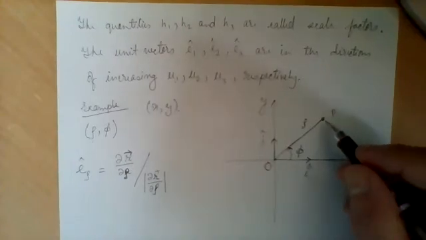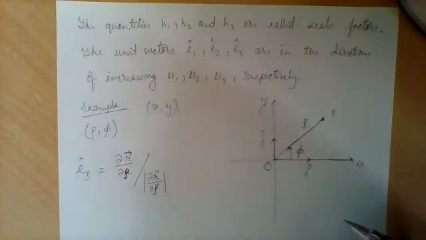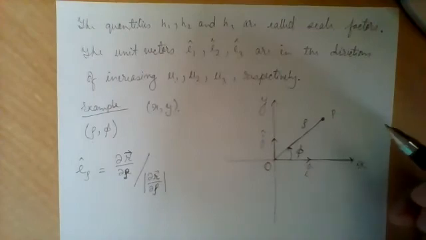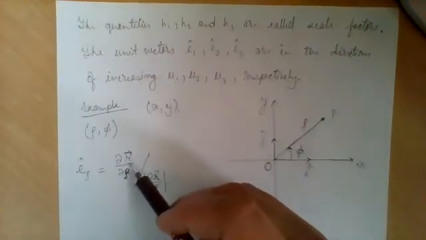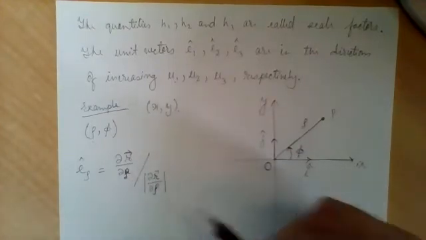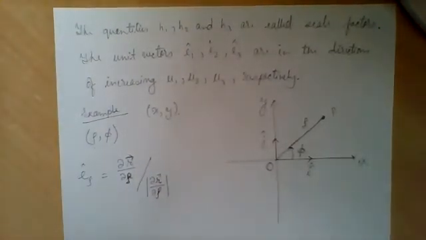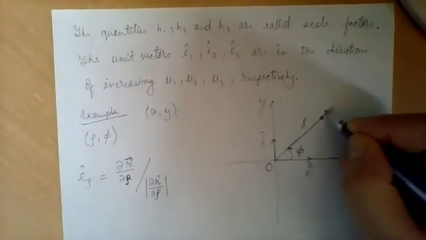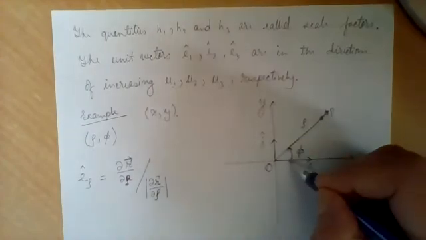What is the direction of increasing rho when you keep phi constant? Phi is a constant. Point P. What is the direction along which rho increases? This gives you the direction along which rho increases when you keep phi constant. It is nothing but this direction. This is the direction of increasing rho when we keep phi constant.